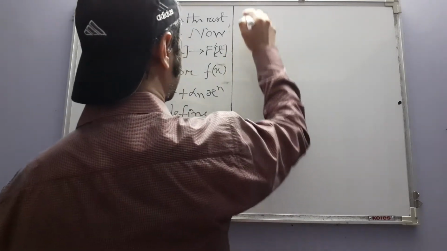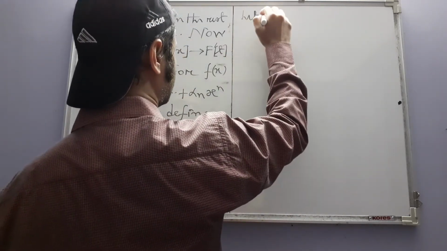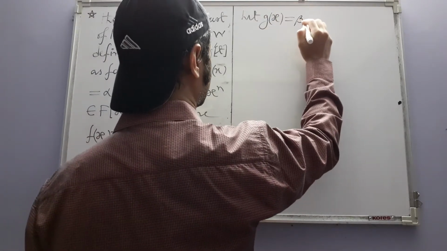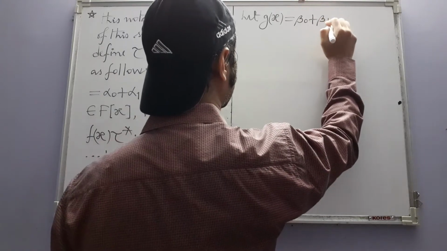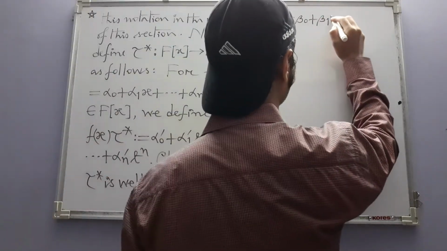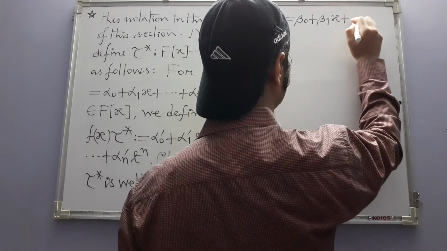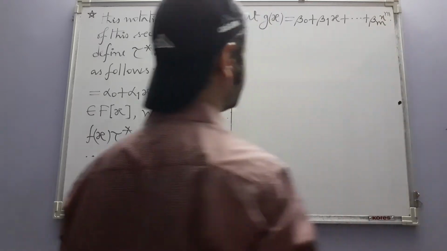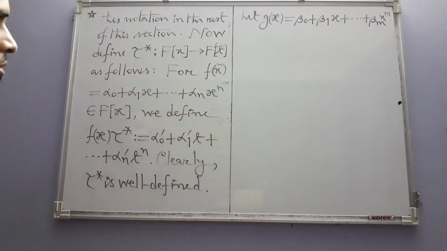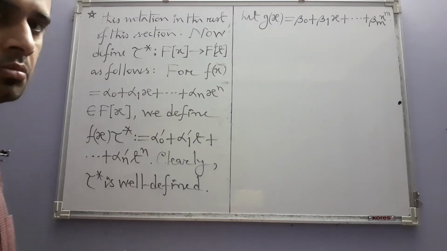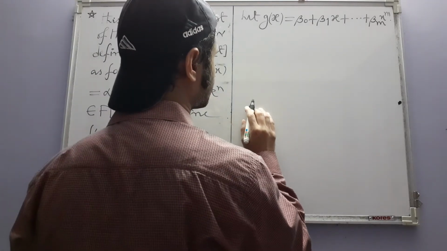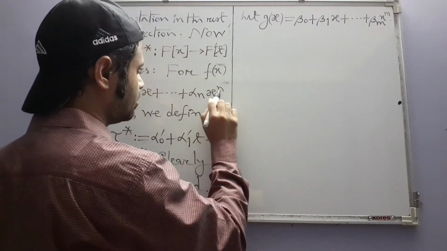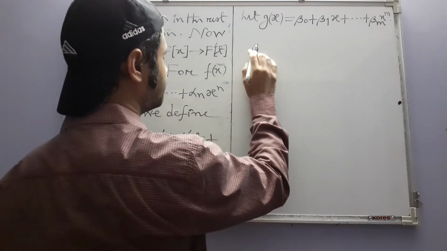So let us consider, in fact let us take g(x) like that, beta naught plus beta 1 x etc. plus beta m x to the power m, because in general n and m may not be the same. They need not be the same, and they won't be the same if you consider f(x) and g(x) like that. Say n is 2 and m is 3, that can happen.